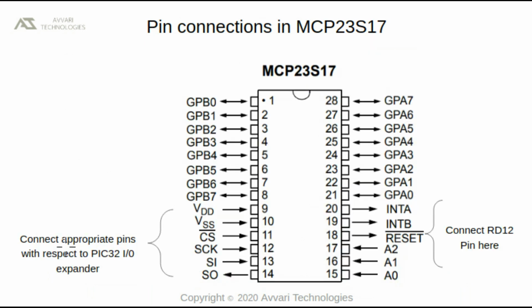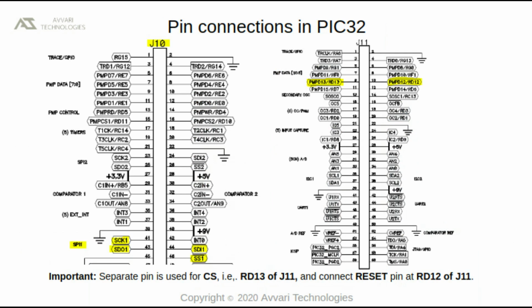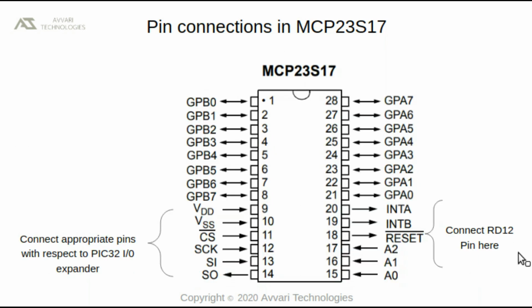MCP23S17. Now we will connect the appropriate pins with respect to the PIC32 expander that we saw in the earlier slide, and we will connect the reset pin to RD12. Our task is to glow the LEDs at this register in these 8 bits.